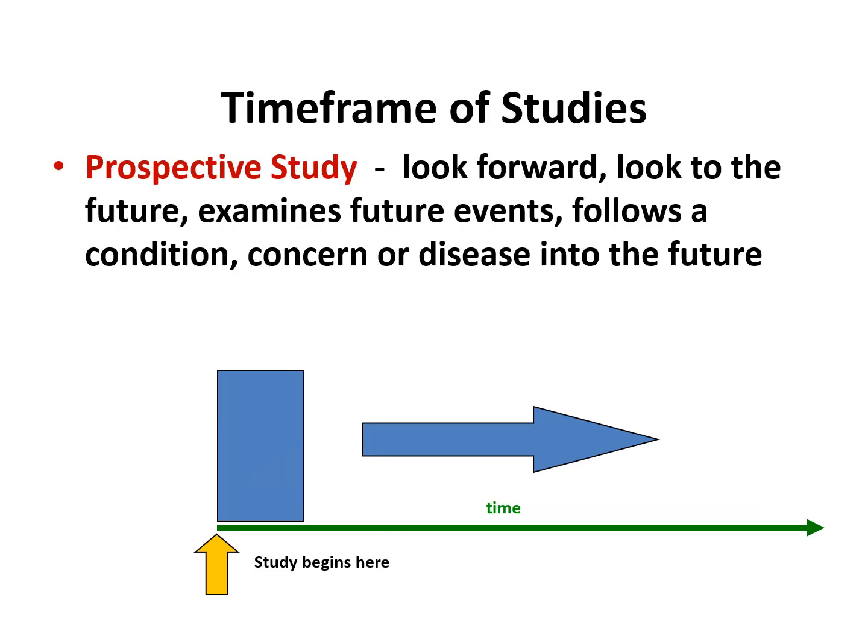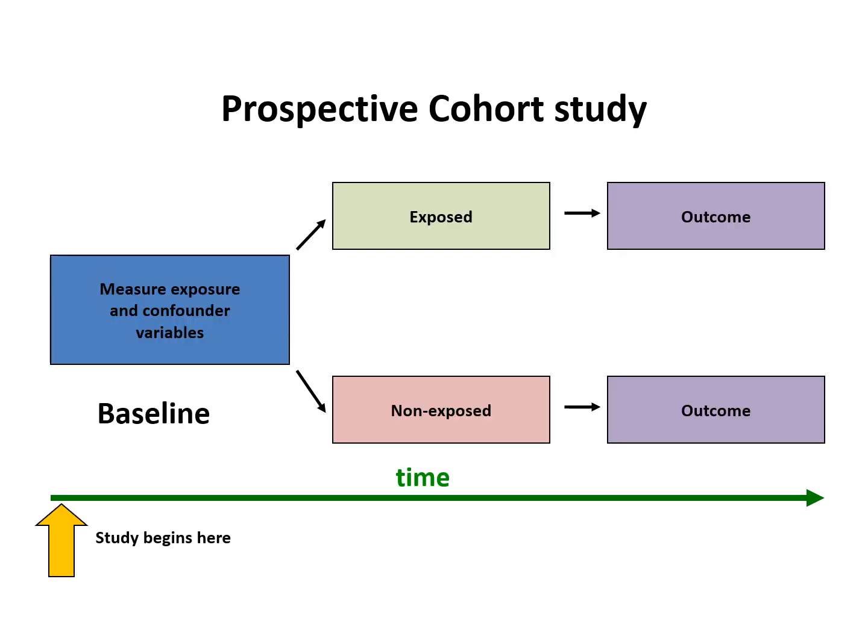When discussing the time frame of studies, in a prospective study we look forward to the future, or examine future events, and follow a condition, concern, or disease into the future. At the baseline of a prospective cohort study, we measure the exposure and also the confounder variables, and we identify those who are exposed and non-exposed. At the end of the cohort, again we identify those with the outcome and those without the outcome.